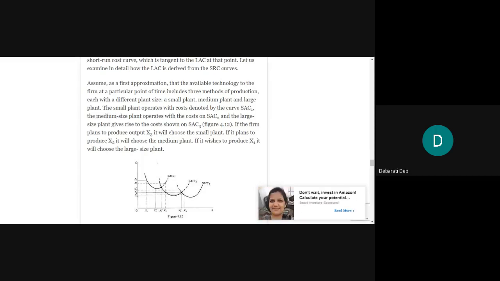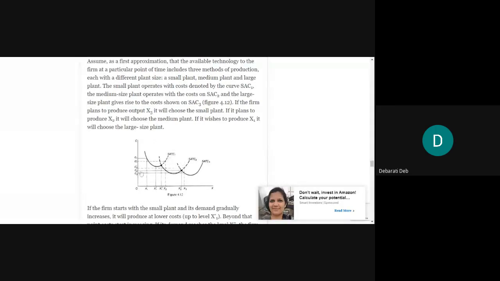Now, in order to describe the long run average cost curve, we are first dividing the methods of production with respect to the size of the plant. Three different sizes: small plant, medium plant, and large plant. The small plant operates with costs denoted by the curve SAC1.